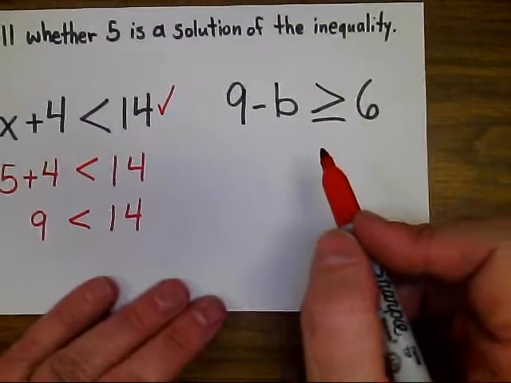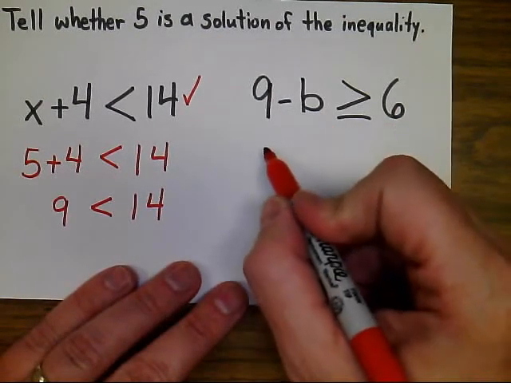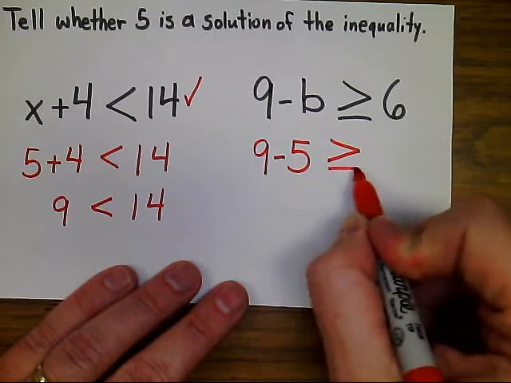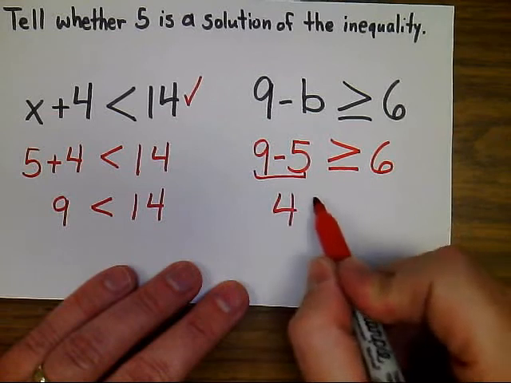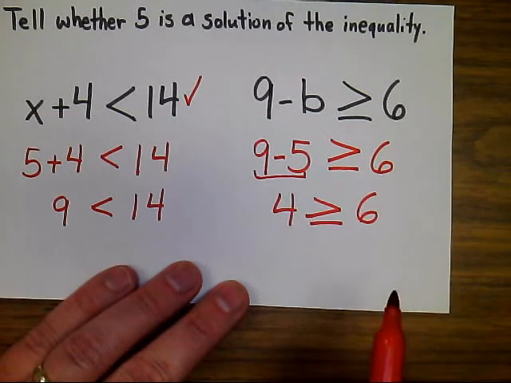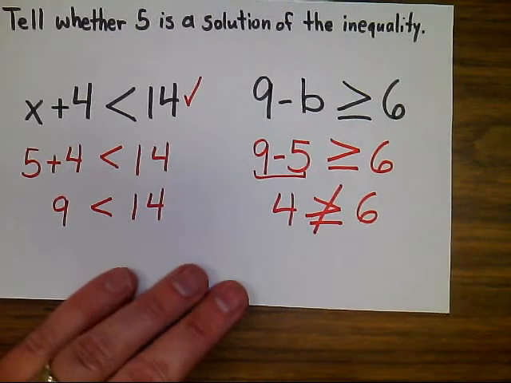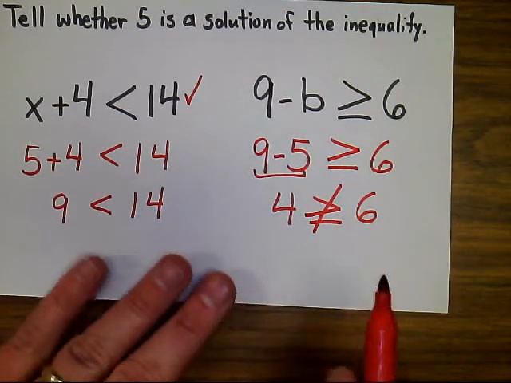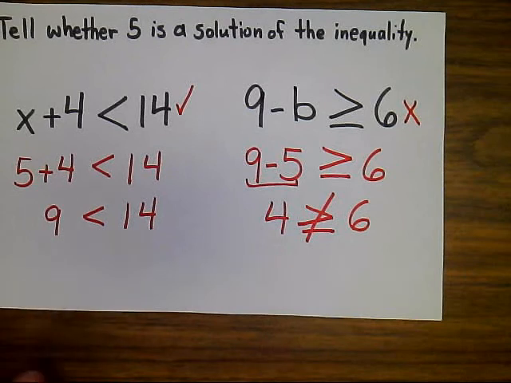Now let's take a look at this inequality. Let's replace the b with a 5. And 9 minus 5 is greater than or equal to 6. Well, 9 minus 5 equals 4. Is 4 greater than or equal to 6? No, it's not. So just like we had done the not equal to, you could have "not greater than or equal to," because it's not. This does not make this inequality true, and therefore, no, this is not a solution for this inequality.